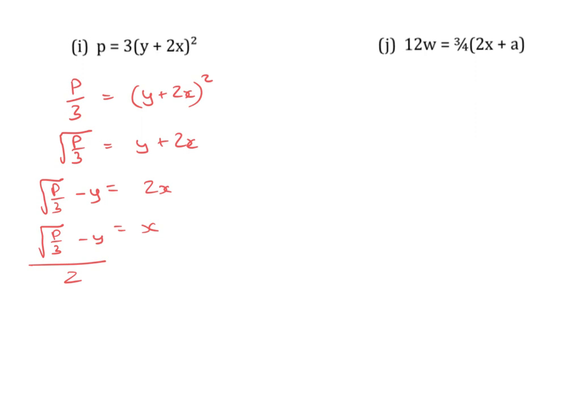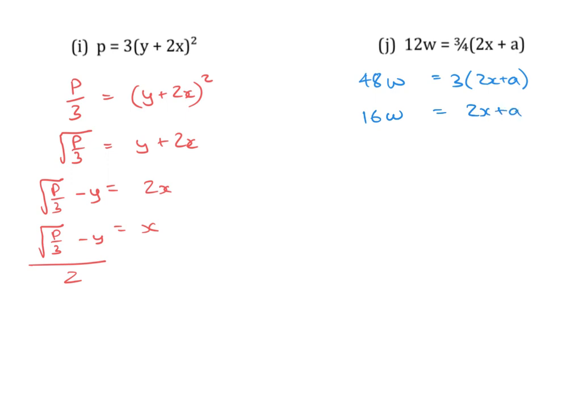term. Looking at j, we have 12w equals 3/4 and then brackets 2x plus a. We want to get rid of the 3/4. I'm going to do it in 2 stages. First of all, I'm going to multiply both sides by 4. So if I multiply both sides by 4, I'm going to get 48w on the left-hand side, and I'm going to get 3 bracket 2x plus a. The next stage is to divide by 3. So that's going to give me 16w on the left-hand side, and then just 2x plus a.